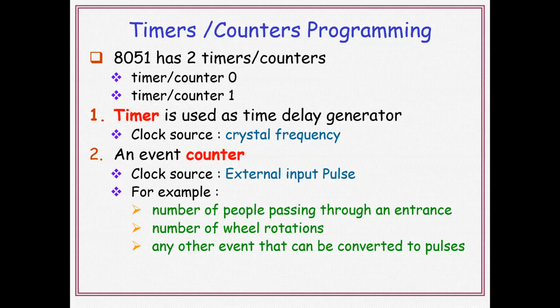The second one is the event counter. For this event counter, the clock source is external input pulses. For example, the number of people passing through an entrance, the number of wheel rotations, or any other event that can be converted to pulses is counted by this counter, which counts the number of clock pulses generated on an external signal. That is the basic difference between timers and counters.